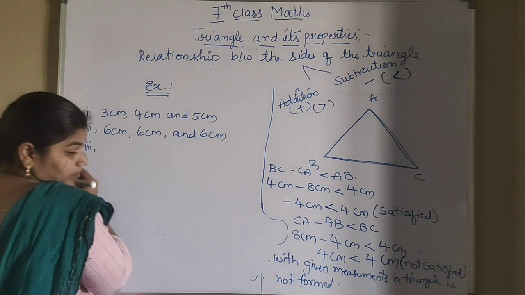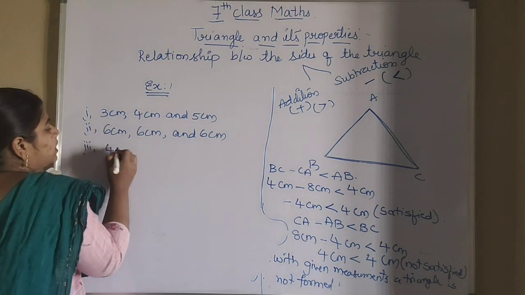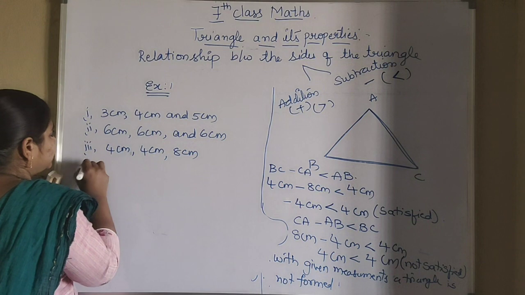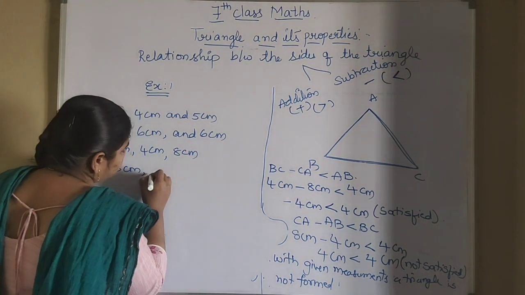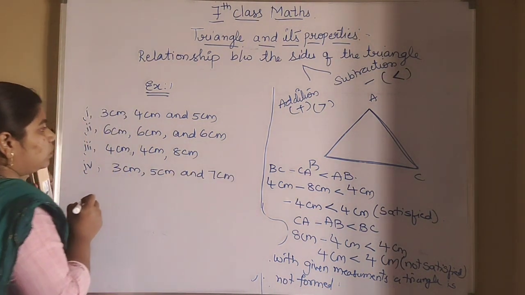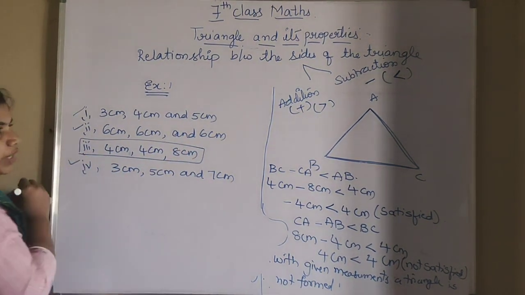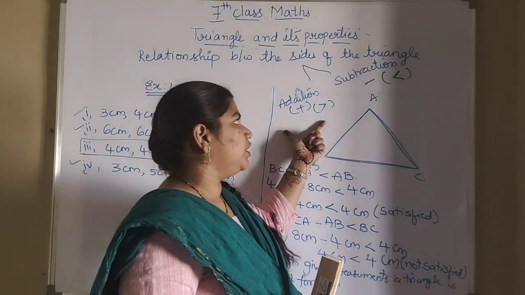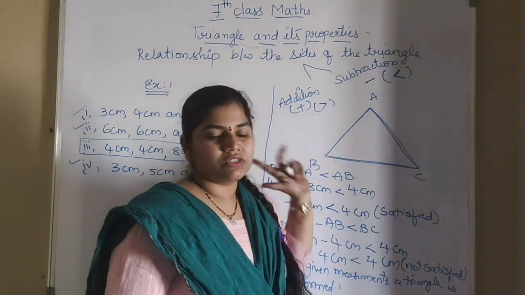The third one is 4, 4, 8. This one I have given as an example problem. And the last one is 3 centimeters, 5 centimeters and 7 centimeters. I have already explained this one, so the remaining 3 you try as homework. Any one of the conditions you can use, whether addition or subtraction. Any one condition you can use, both answers will be the same.